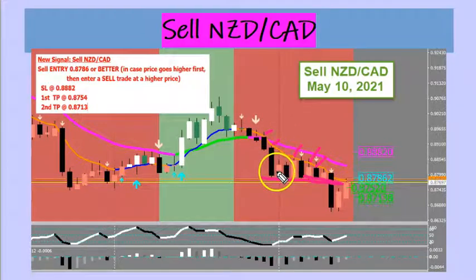This is called a descending triangle. Pressure is mounting as price goes up, down, is rejected, up, down, up. You see, the tops were lower and lower, and eventually in this area so much pressure had built up that it had to break, and it broke through the support. That's the reason for this huge black candle. So a descending triangle is a price pattern.